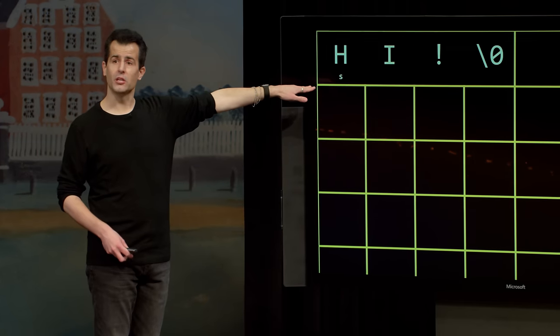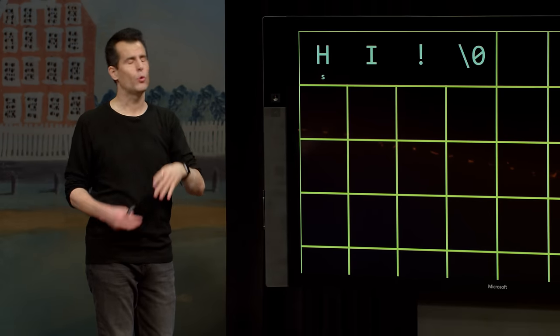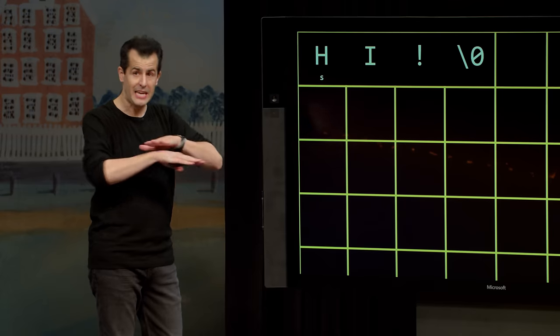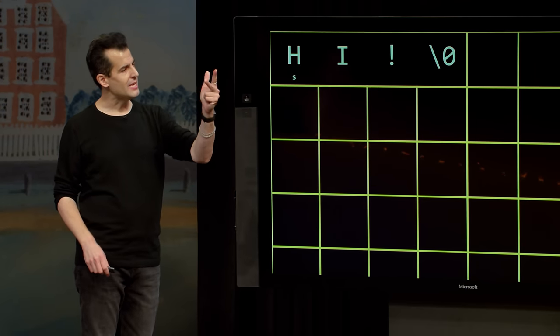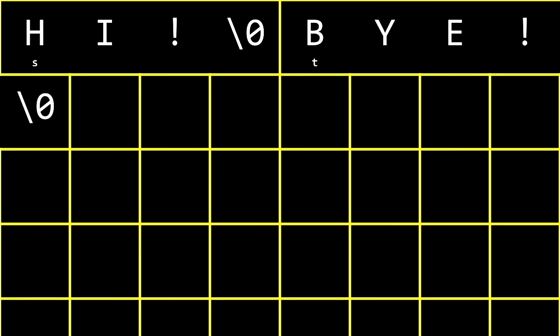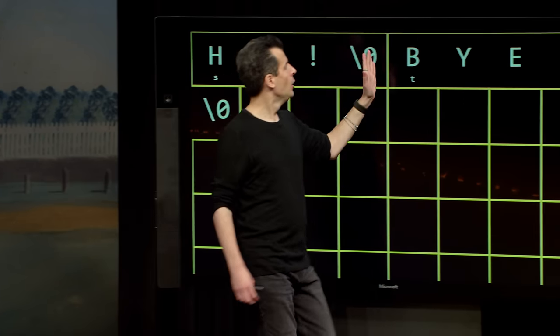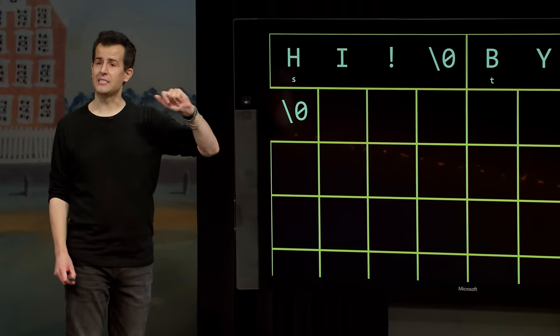Hi, as before, is going to be stored here. So this whole thing refers to s, and it's taking 4 bytes because the last one is that special null character that is the stop sign that demarcates the end of the string. Bye, meanwhile, is going to take up another 5 bytes, bye exclamation point, because I need a fifth byte to represent another null character. And this one deliberately wraps around, though again, this is just an artist's rendition. There's not necessarily a grid in reality. Bye exclamation point backslash 0 now represents t.